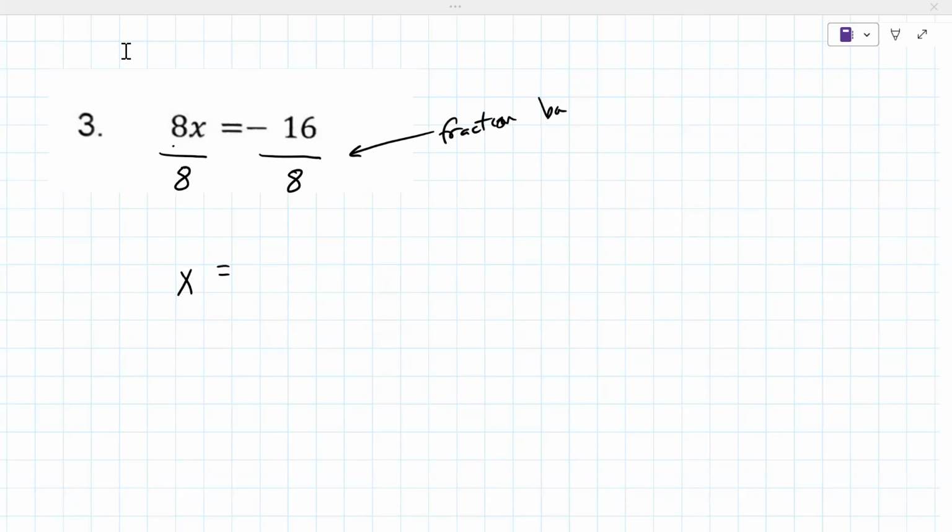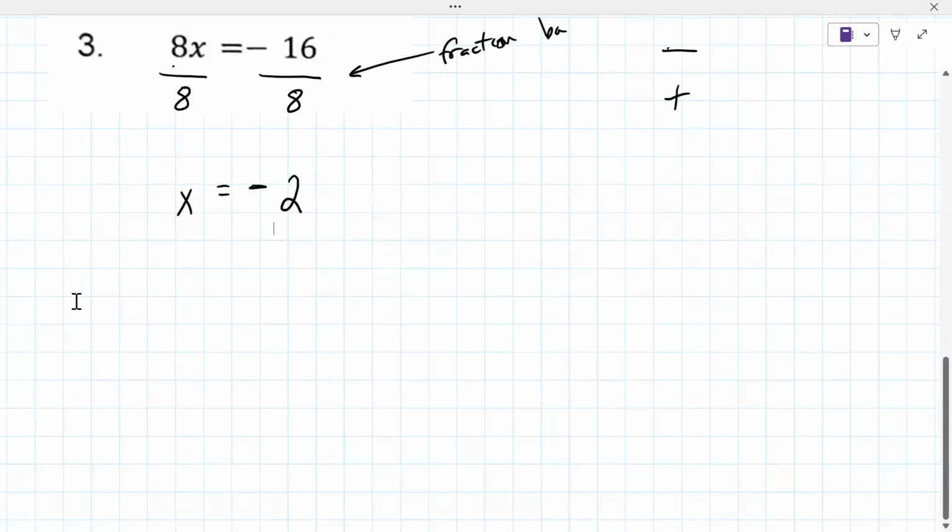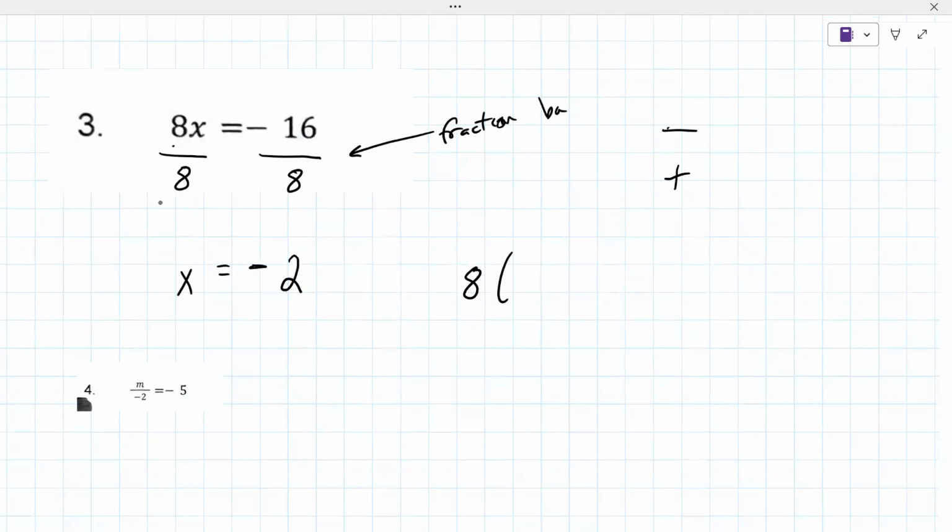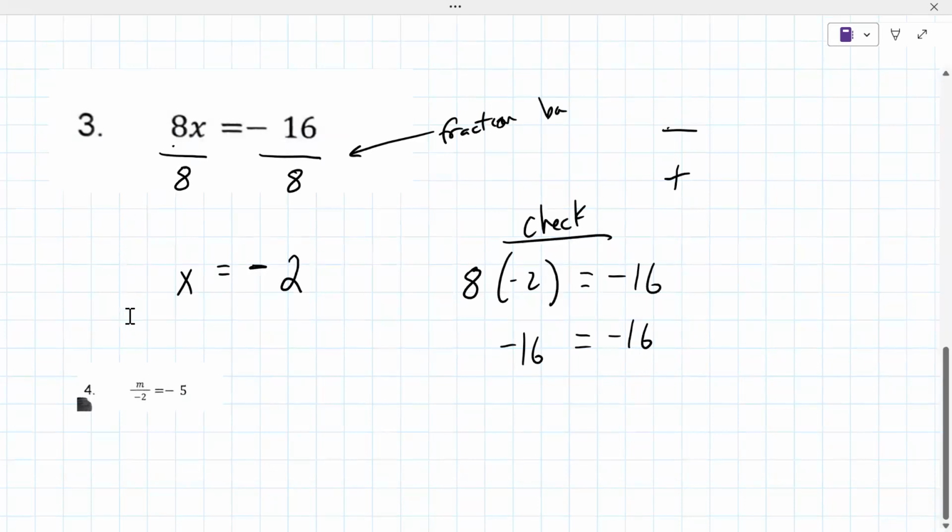Okay, your notes are good here. You want to make sure you get the correct signs. When they're opposite sign, it becomes negative. So this is -2. Is that okay for that one? I'm checking. Oh yeah, you got your check. So 8 times -2, does that equal -16? Yes, it does.